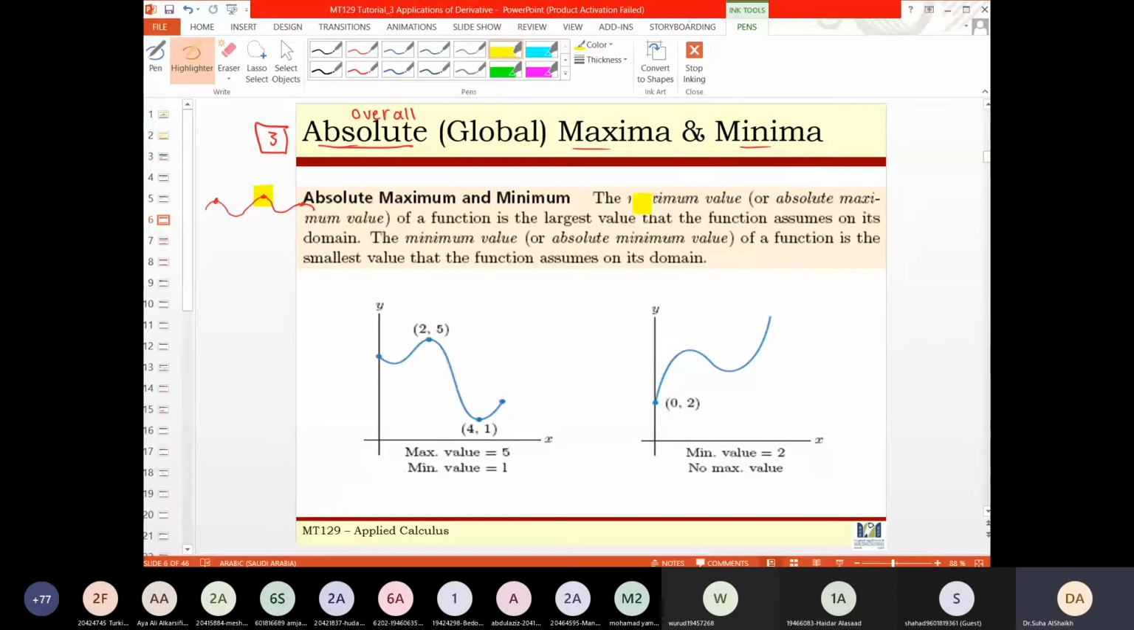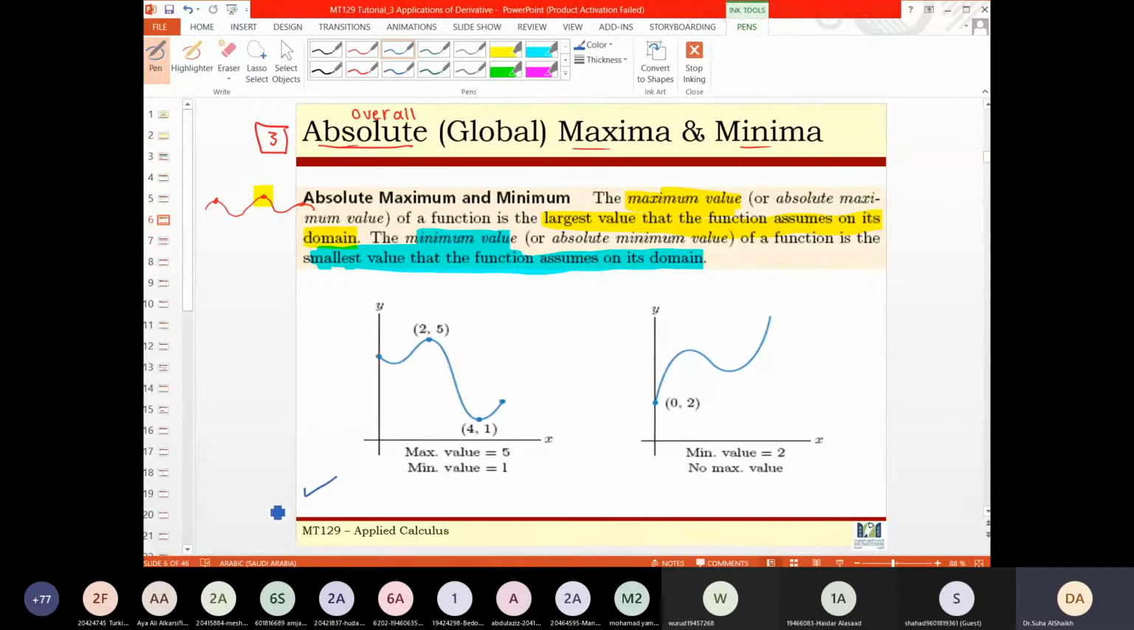Okay, so from the absolute maximum and the absolute minimum point, we have the maximum value, which is the largest value the function will assume in its domain. And we have the minimum value, which is the smallest value the function can assume in its domain. Okay? The maximum is the highest point, the highest my function is reaching. The minimum is the lowest point my function is going to reach. You have those two examples.